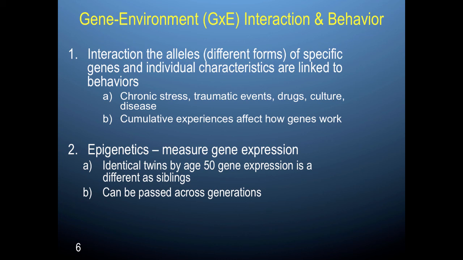Most of you have siblings. You know how different you are from your sibling. So to take individuals that were born genetically identical, and then after 50 years, their gene expression is as different as siblings, really shows how impactful the environment can be on gene expression. What is also not known is that gene expression changes as a consequence of the environment, drugs, culture, toxins, that some of these things can actually be passed across generations. And so they can cause permanent genetic changes that would be passed to offspring.